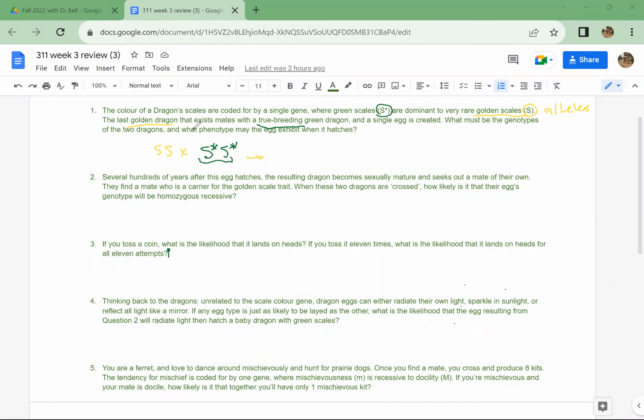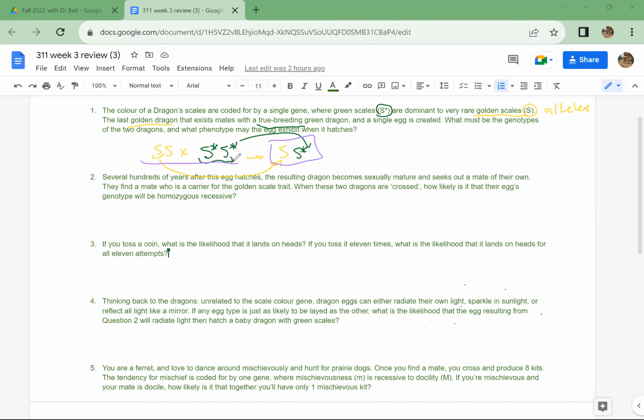We can very evidently see what the offspring is going to be because, sorry, one second, this golden dragon can only create one kind of allele. They only have one kind of allele to then pass on to their offspring, and that is the golden scale color allele. Similarly, the green dragon only has the S star allele to give to any of their offspring. So they will contribute that allele to their offspring. And this is the only possible offspring that we can get from this specific cross.